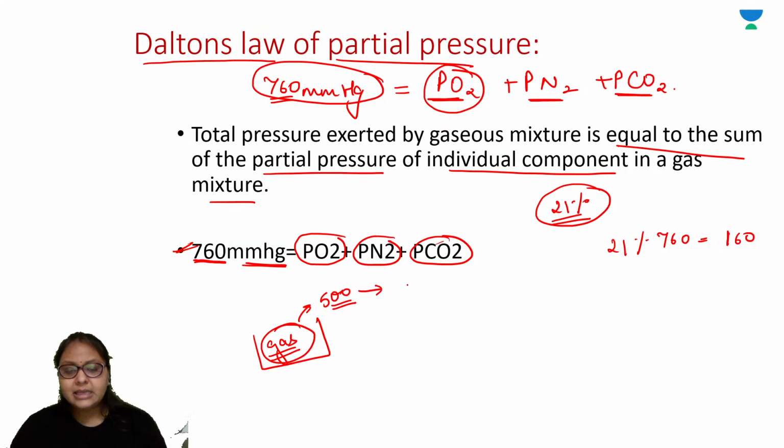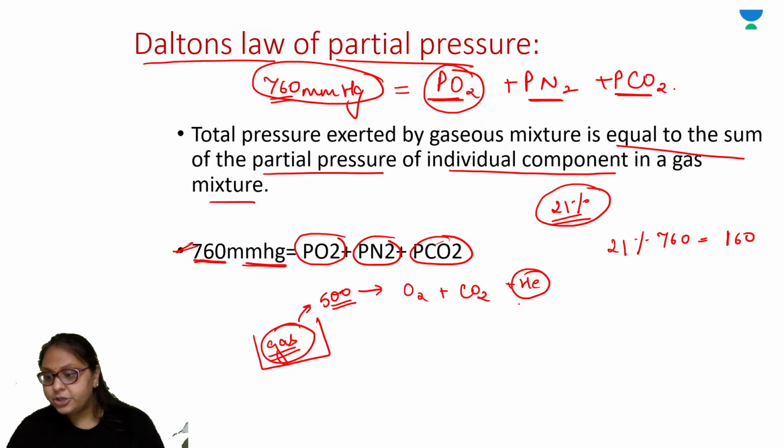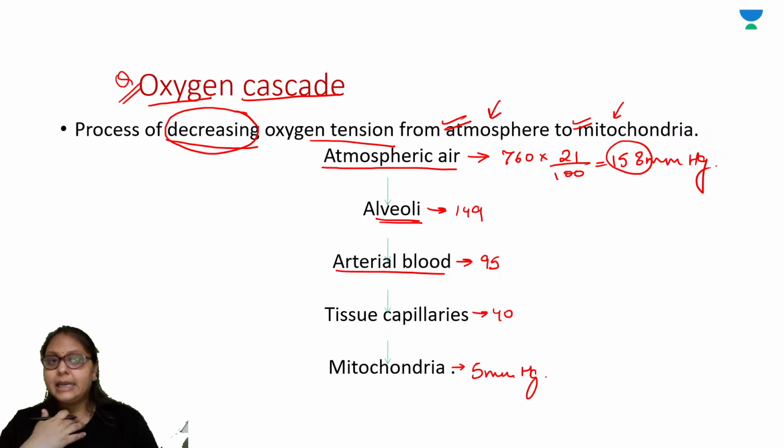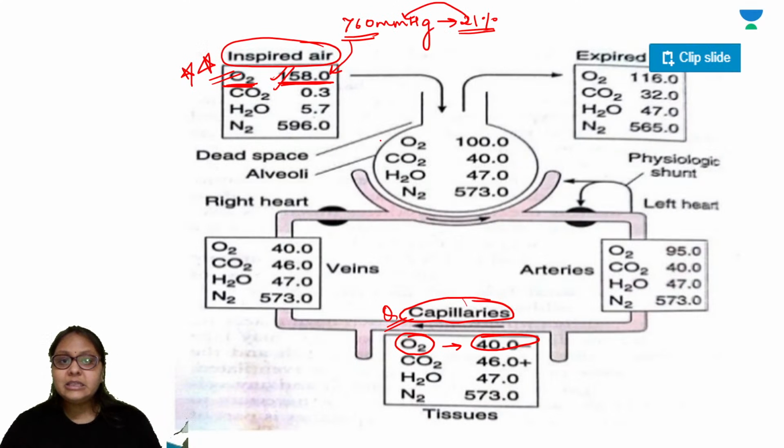ठीक है, फॉर एग्जाम्पल अगर इसके अंदर ऑक्सीजन है, और कार्बन डाइऑक्साइड है, हीलियम है, तो कितना परसेंटेज ऑफ हीलियम है, कितना कार्बन डाइऑक्साइड है, तो उसका सम विल बी द टोटल प्रेशर. दैट इज डाल्टन्स प्रेशर. नाउ ऑक्सीजन कैस्केड, अभी हमने देखा इंस्पायर्ड एयर में कितना ऑक्सीजन है, इंस्पायर्ड एयर में इट इज 158 बिकॉज 21% ऑफ 760.